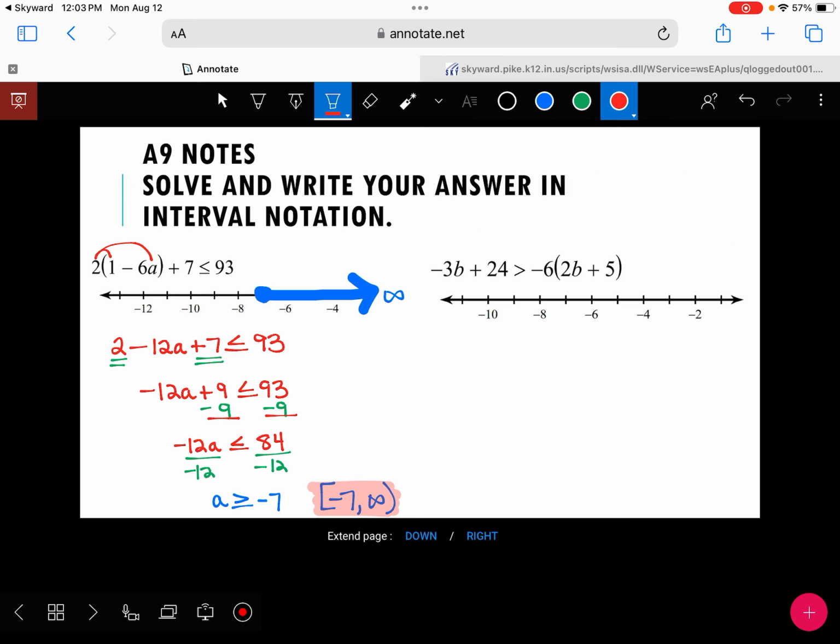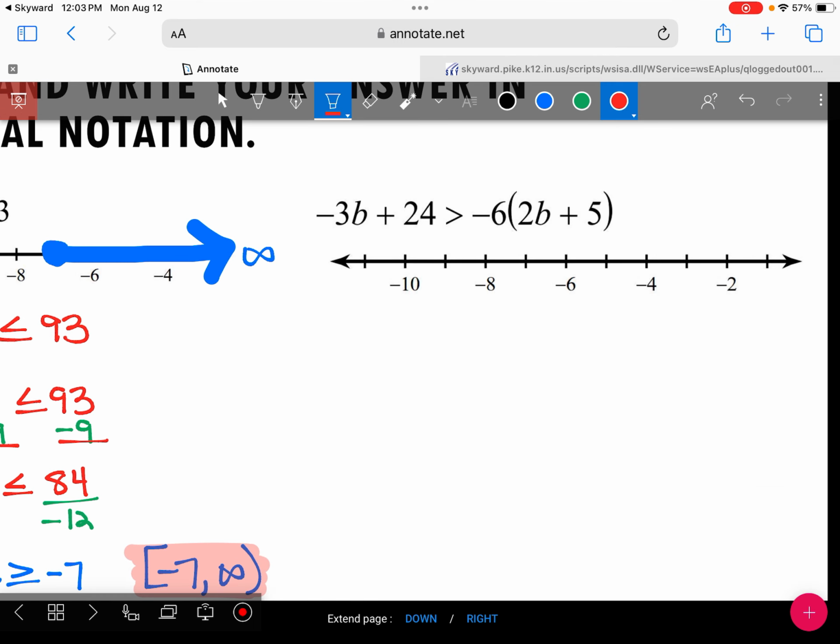Okay, let's go ahead and copy this second one down if you haven't already. Take a couple minutes and solve it. Solve it for b.